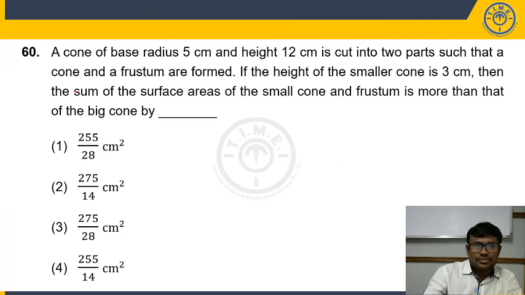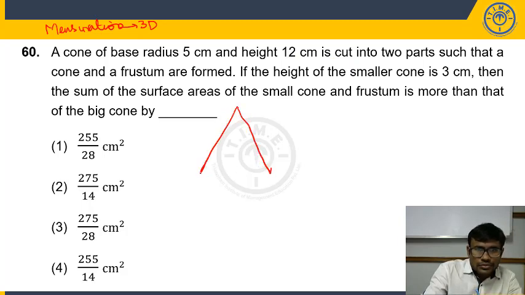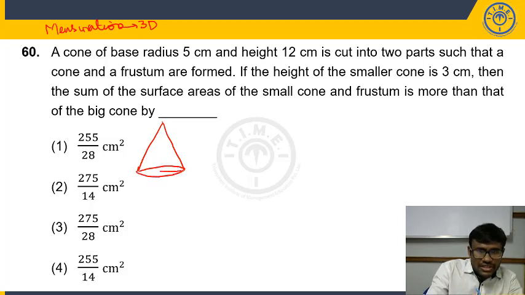Question number 60. It's a mensuration question. To be clear, it's a 3D mensuration. A cone of base radius 5 cm and height 12 cm is cut into two parts. So there is a cone, I'm drawing here, of radius 5 cm and height 12 cm. It was cut into two parts.